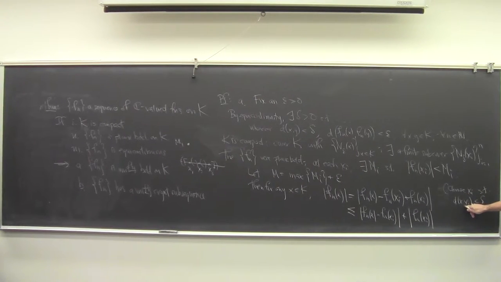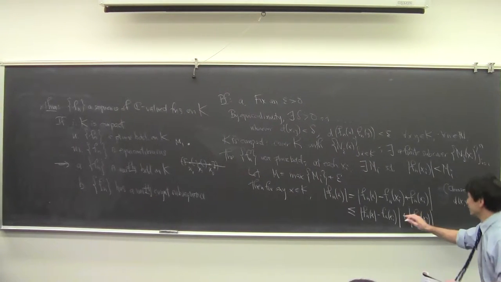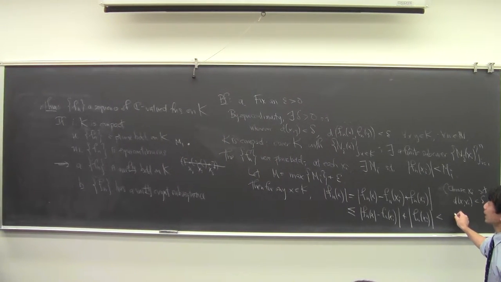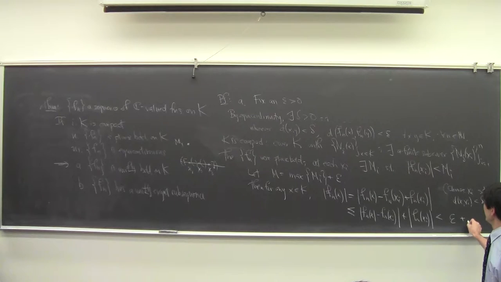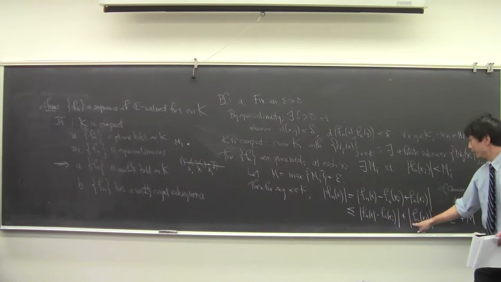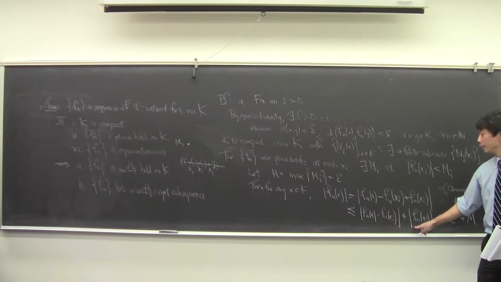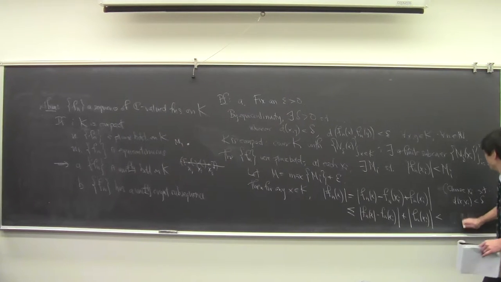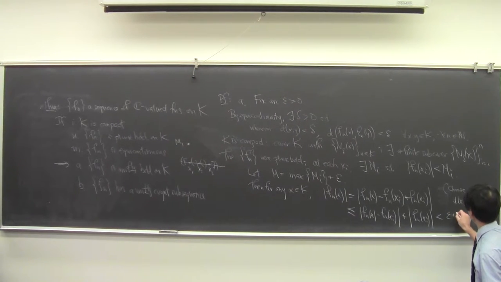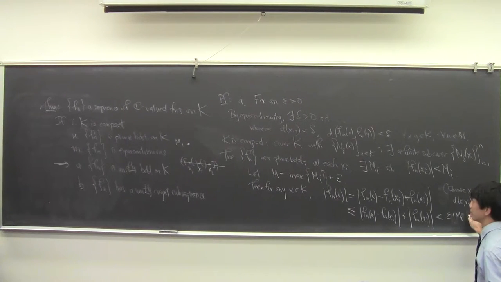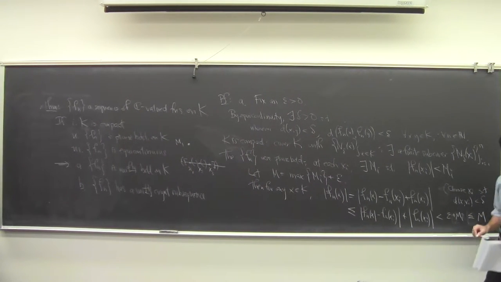Within the delta ball around that x_i, this is going to be less than epsilon plus M by equicontinuity. This is by equicontinuity, and this is how we chose our M. Or actually, I just need my M_i here. I should say, it's less than epsilon plus M_i, which is less than or equal to the M on the right-hand side.